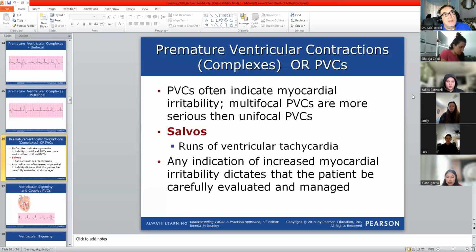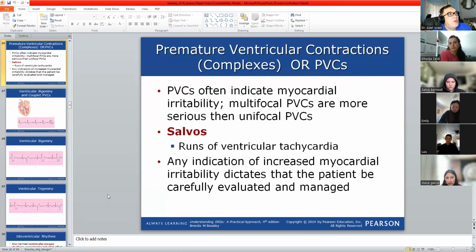So, salvos happen in ventricular tachycardia. And when we get more than two premature complexes, we call this salvos. It is more than one. Let us look here.